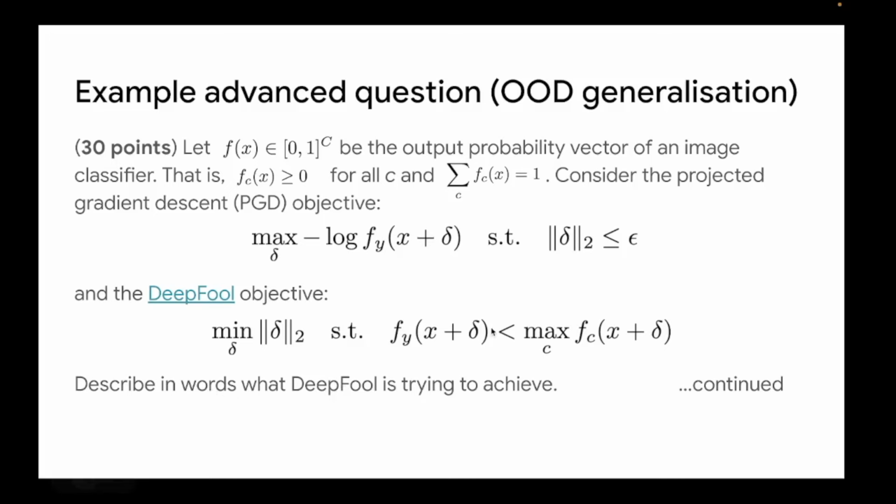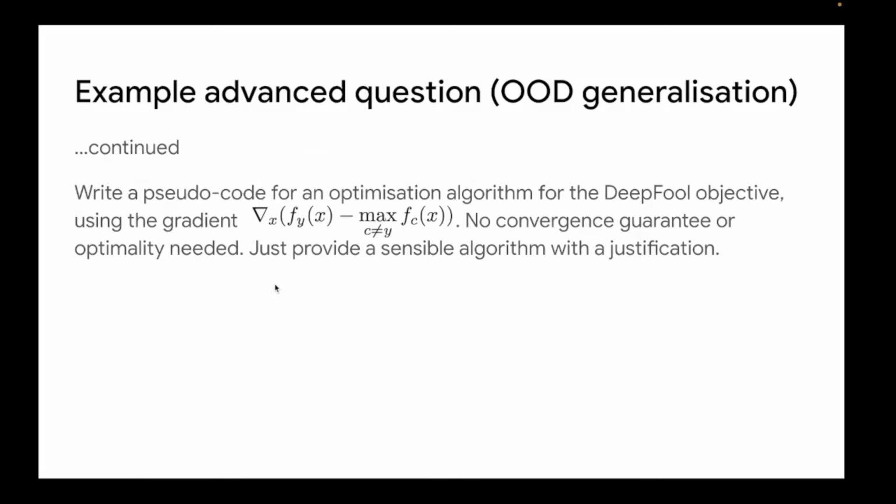Now describe in words what this objective is trying to do. And now you have some continuation of that. Here again, you have to write a pseudocode for optimization of this objective using the gradient. I'm giving you a further hint here that you can use the gradient like this one here to achieve that. And I tell you that there's no need to give us any convergence guarantee or optimality. Just need to come up with a suitable solution here and some verbal justification for that.